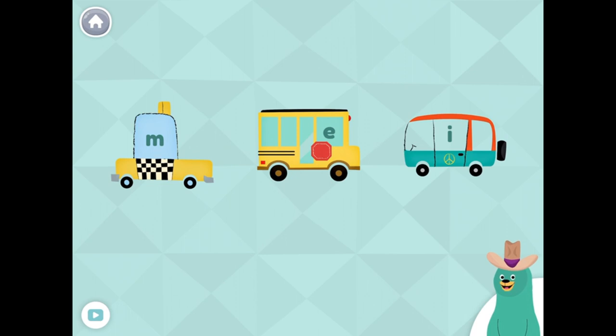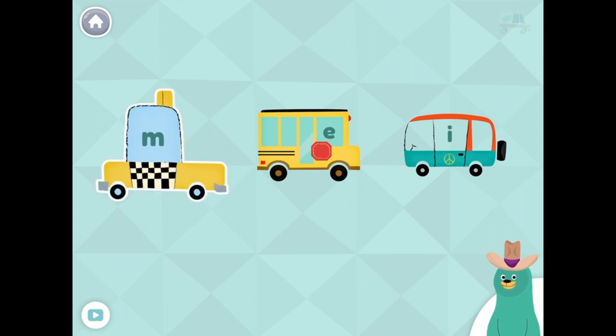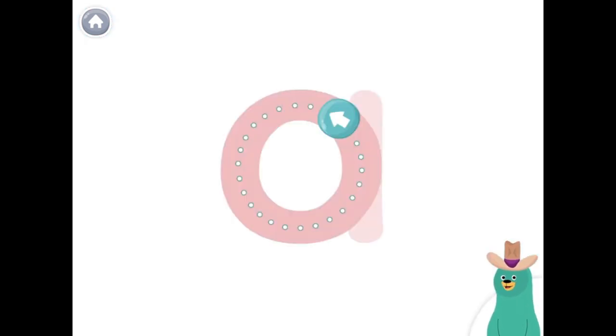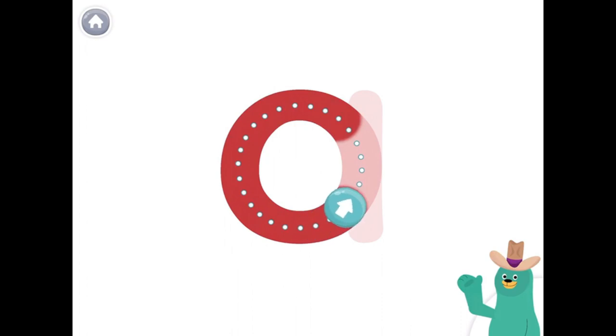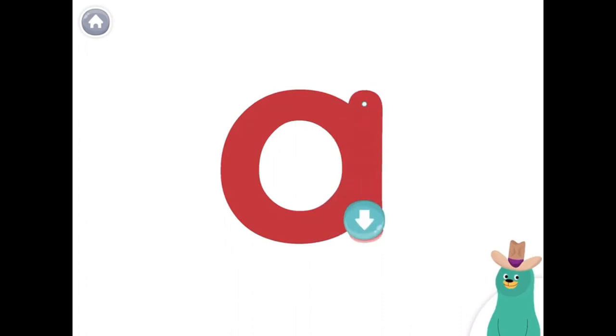Which vehicle has the letter M? Tap it. M. Great! Trace the lowercase letter A. Great! You traced the letter A.